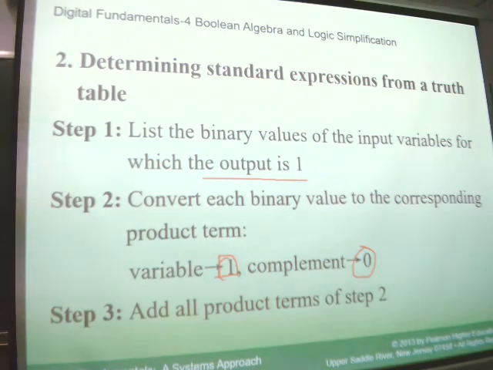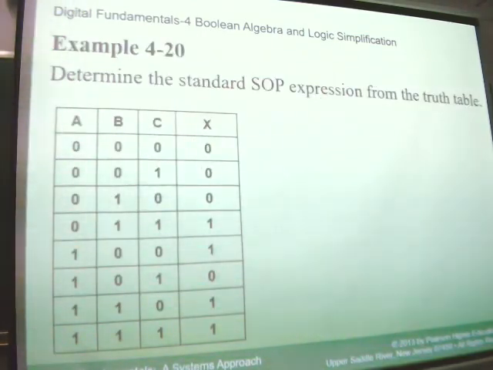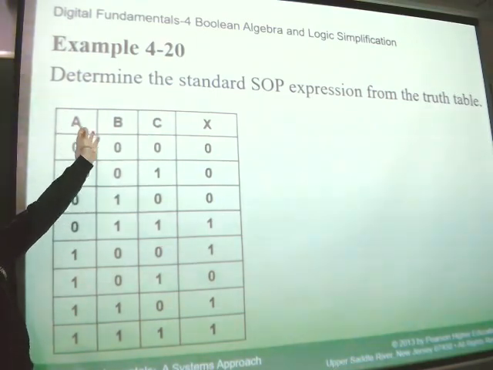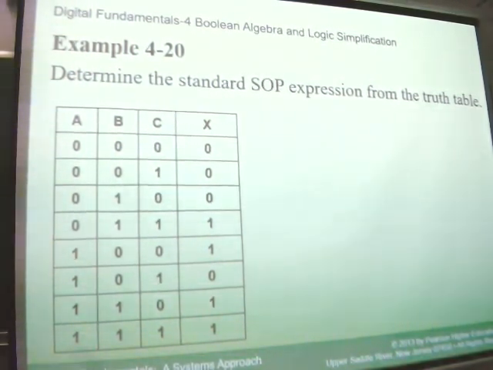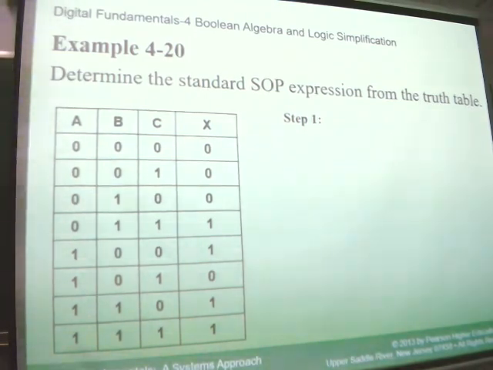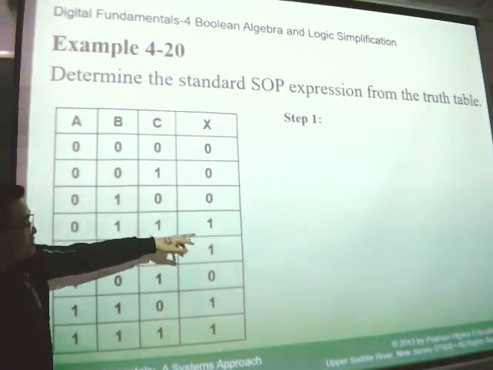And step 3, add all the product terms of step 2. For them, like this: first one, list all the possible combinations. That is the truth table. And the first step is to list all binary values whose corresponding output equals 1. This one.